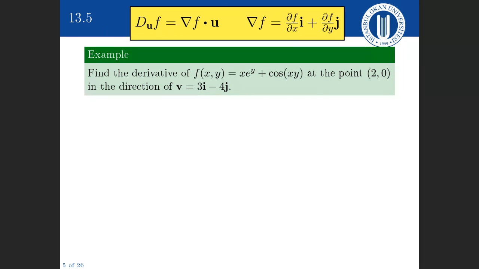So let's do an example. Find the derivative of x e to the power y plus cos xy at the point 2, 0 in the direction of 3i minus 4j. This is the same function that we've just done. We know the gradient vector of f at the point 2, 0. We've just found that it's i plus 2j.